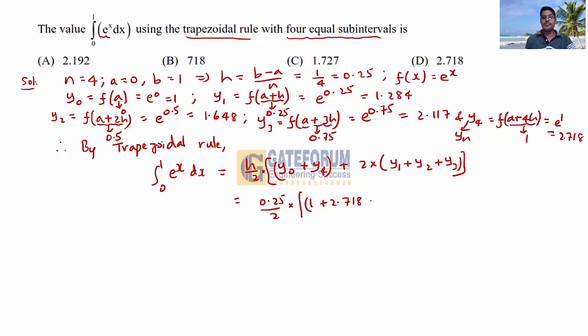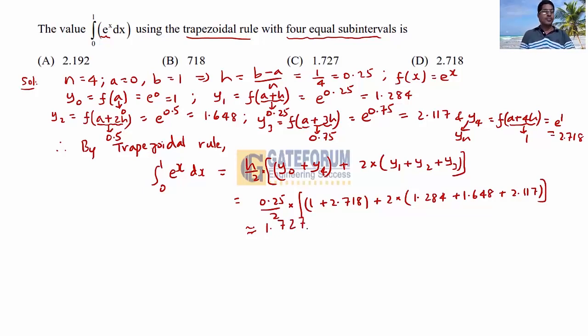2.718 plus 2 times y1 1.284 plus y2 1.648 plus y3 2.117. So simplify. In this question, the number of decimal places is not required. Anyhow, 3 places, 2 places as you wish. So this simplifies to 1.727 approximately. So the answer is 1.727. Accordingly, the option is C.